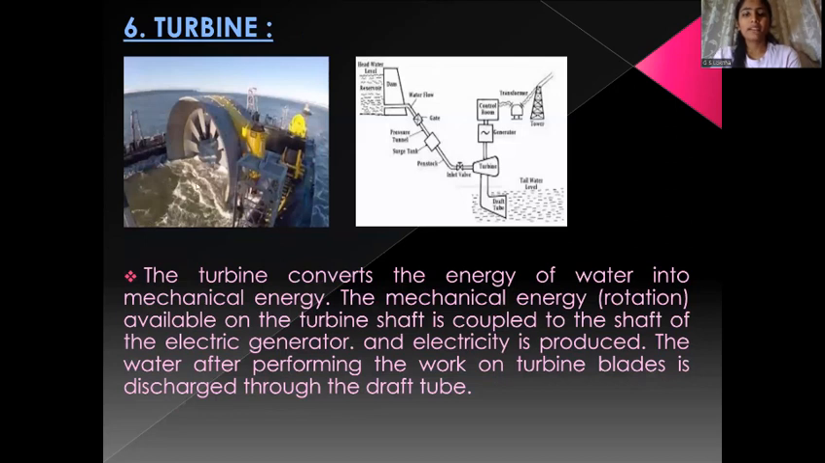Turbine. This is the structure of a hydroelectric power plant turbine. The turbine converts the energy of the water into mechanical energy. The mechanical energy available on the turbine shaft is coupled to the shaft of the electrical generator, and electricity is produced. The water, after performing work on the turbine blades, is discharged through the draft tube.